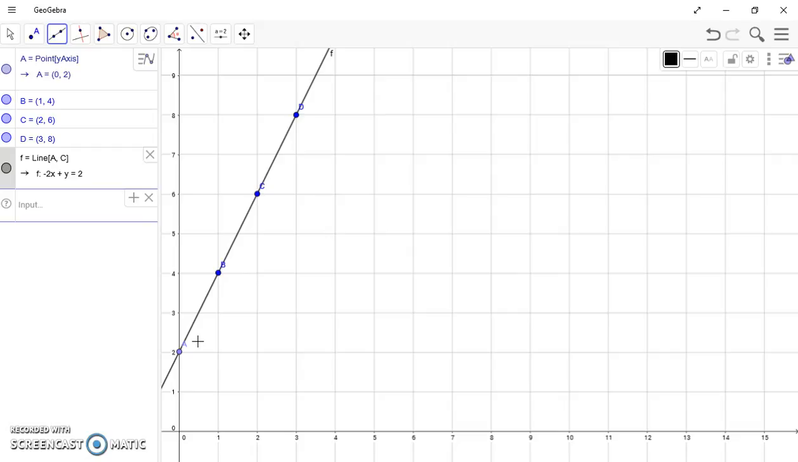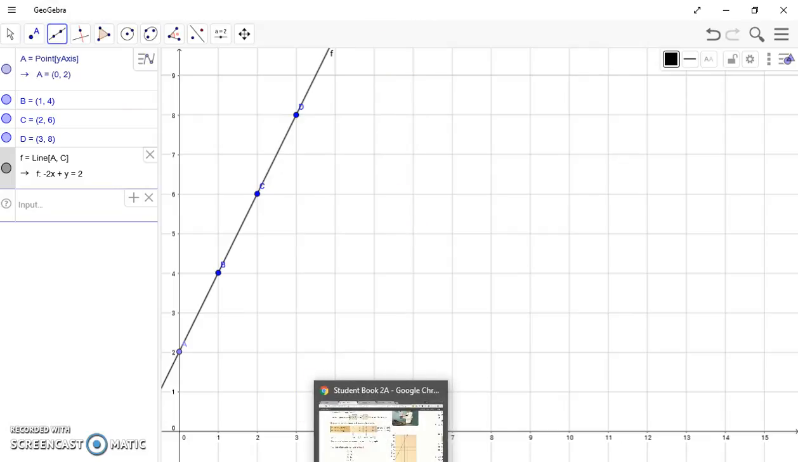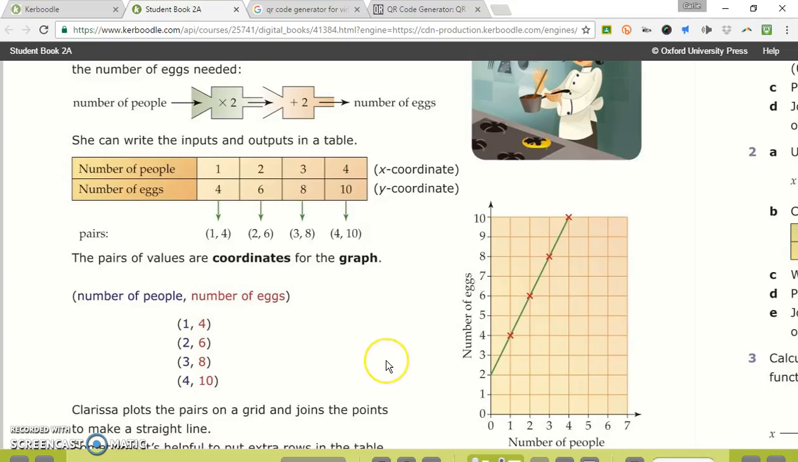And the reason we extend it past is so that we can use that information to predict values that aren't necessarily on our graph. So if I wanted to look at 5, I could zoom out and I could see what that value would be, okay? And that's a nice thing to remember when we're talking about graphs, why we do graphs, okay?